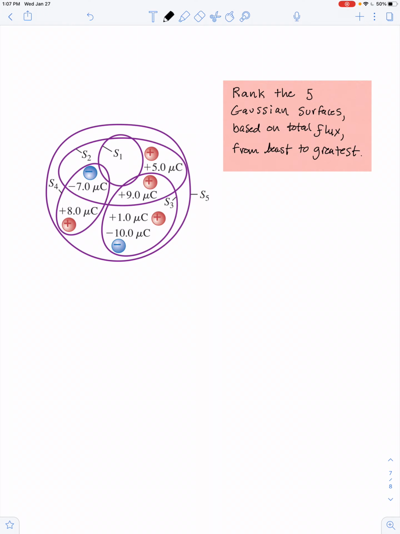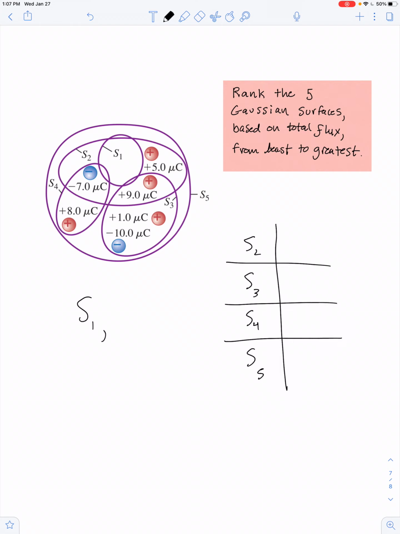Okay, well, welcome back. I'm sure everyone said that surface number 1 has the least amount of flux simply because it encloses the least amount of charge. Well, let's just make a list for all the other ones. Surface number 2, surface number 3, surface number 4, and surface number 5. And see if we can calculate what the net flux is. Well, it seems like we should calculate net flux by taking the dot product, but there's an easier way to calculate net flux.